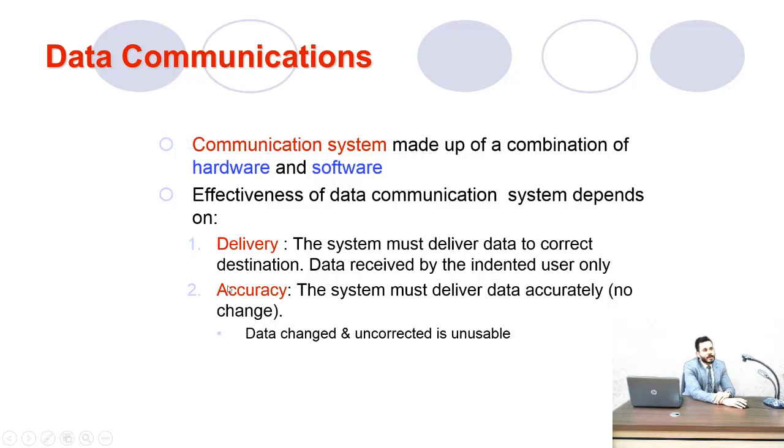Second, accuracy. Okay, does someone know what accuracy means? The communication system must deliver data in an accurate form. That means the data is sent and received in the same form. There is no change. Data that is changed and incorrect is unusable. You must know that when the data arrives in a lost form, that means the communication system gave you something unusable.